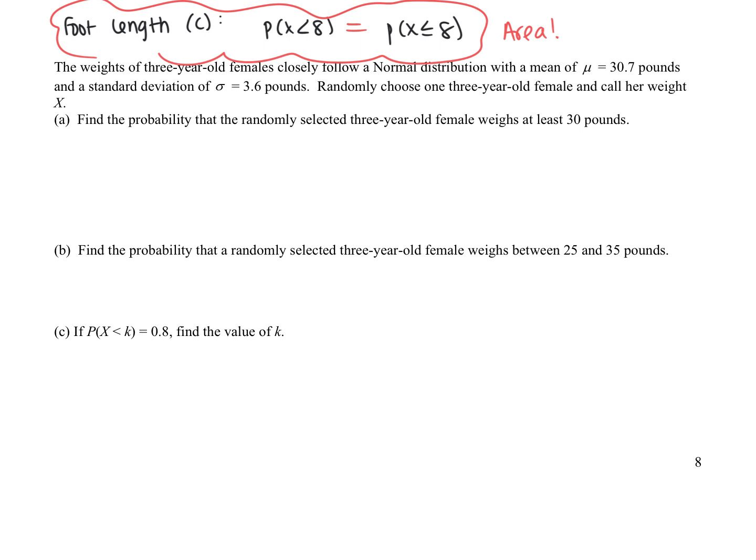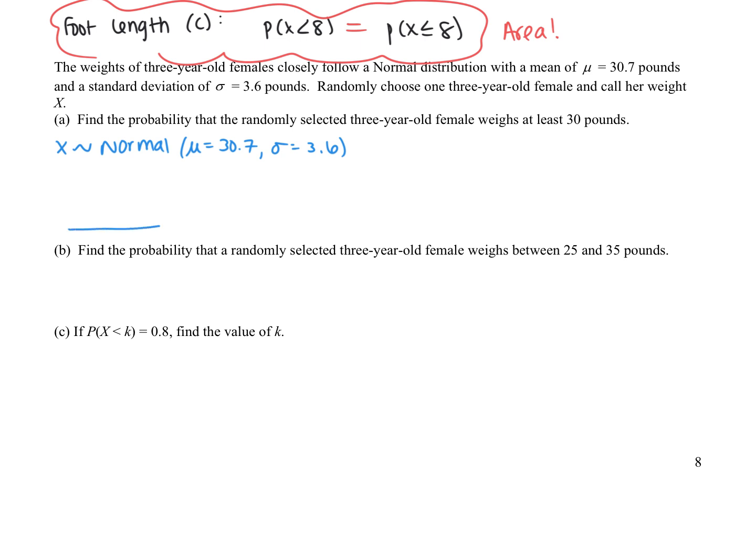Okay, before we even do part A, the very first thing that we have to do is say that X is normal with a mean of 30.7 and a standard deviation of 3.6. As I've said before, that's really repetitive. You still have to show it, even though it says so in the problem.